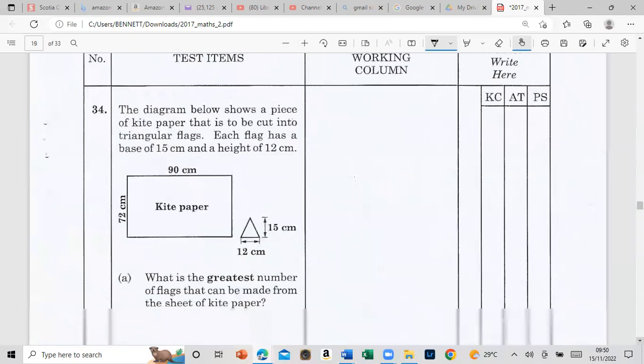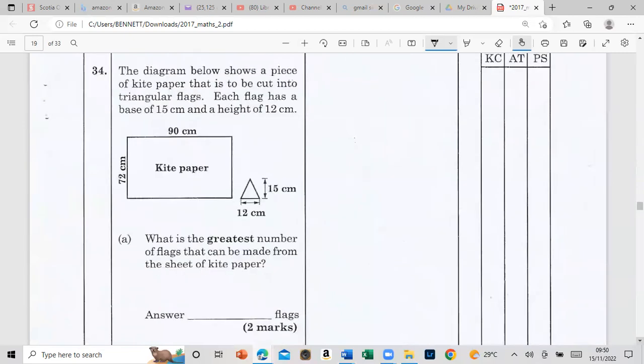I might have to cut the video here and do another part 3 to it. The diagram below shows a piece of kite paper that is to be cut into triangular flags. Each flag has a base of 15 centimeters and a height of 12 centimeters. Oh, they gave us right here. Okay, cool. What is the greatest number of flags that can be made from the sheet of kite paper? Very nice question. I'm going to take this route. I'm going to find the area, since it's about area.